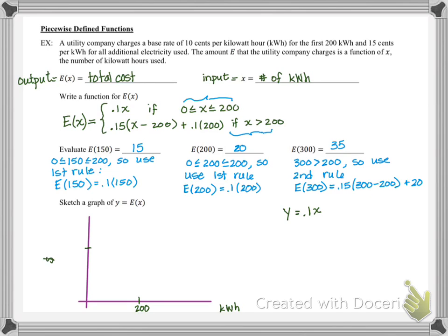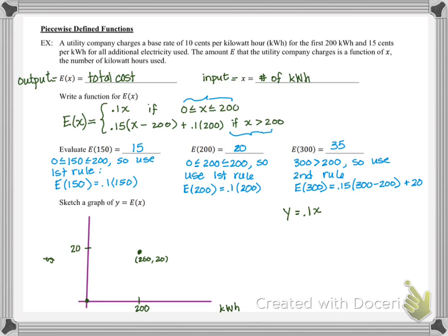And I know that when x is equal to 200, my output is 20, because we figured that out right in the middle there. And so I have a point here at 220. And I also know that if I don't use any electricity, it's not going to cost me any money, right? 0.1 times 0 is 0. So there's a point down here at 0, 0.